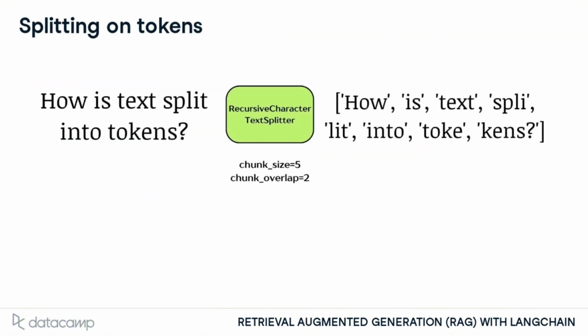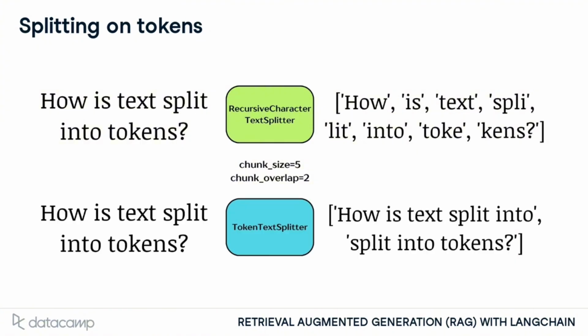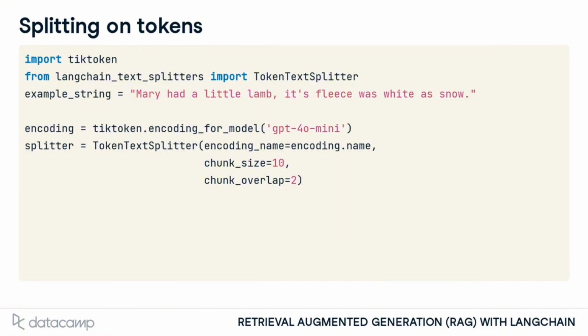When we use a character text splitter with a chunk size and chunk overlap, we get chunks containing groups of characters that satisfy the chunking parameters. When we split on tokens, the chunk size and chunk overlap refer to the number of tokens in the chunk rather than characters. So a chunk size of 5 means we can have a maximum of 5 tokens in the chunk. Here, there are 5 tokens in the first chunk, each colored differently, 4 in the second chunk, and a 2-token overlap. The token text splitter can be used to perform token splitting.